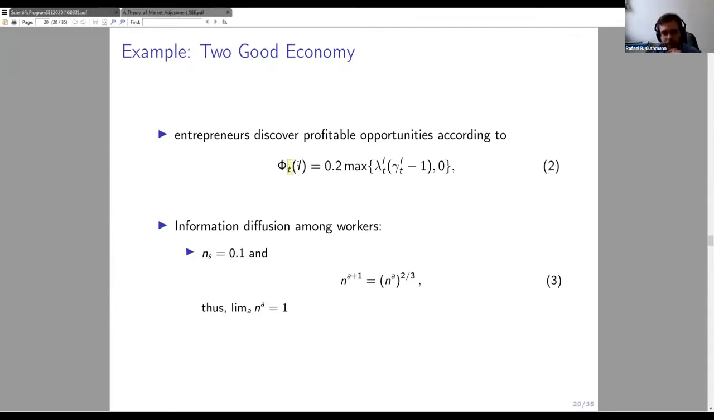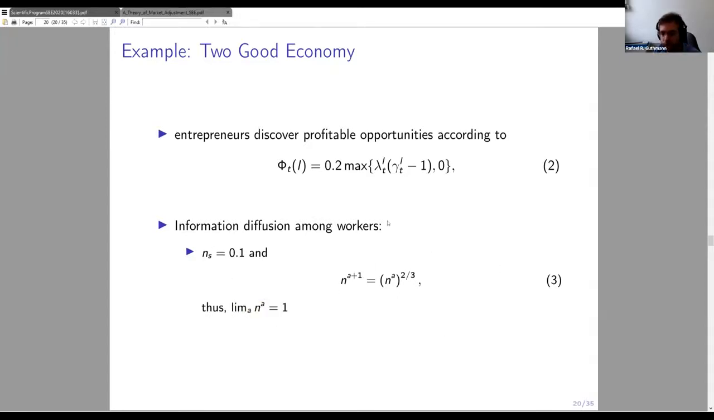And then the function that determines the entrepreneur's consideration set can be written as this. So the measure of entrepreneurs that are aware of sector L, that do not operate in sector L, is 0.2 times the maximum of 0, in the case sector L is not very profitable, and the profitability level of sector L minus 1, in the case sector L is more profitable than average. So if sector L is more profitable than the average, some entrepreneurs in the other sector, sector H, will take notice of that and will consider moving into sector L. And then you have this parameter here, which is the population of entrepreneurs in sector L, right? And then the N will start at 0.1 and grow over time according to this. So in the limit, it will grow to 1.